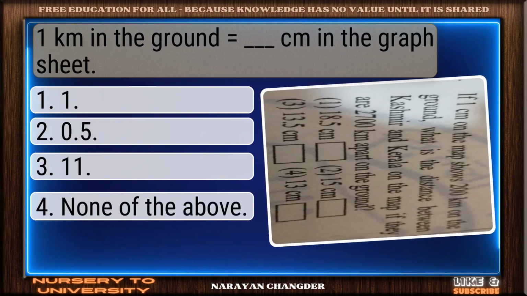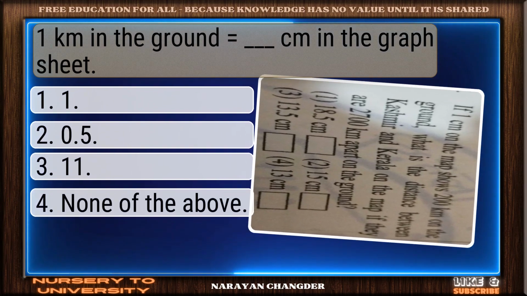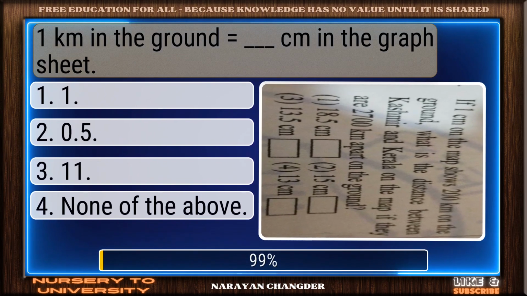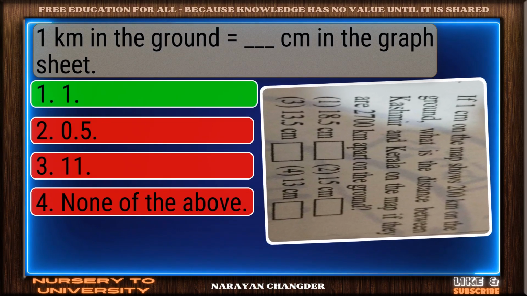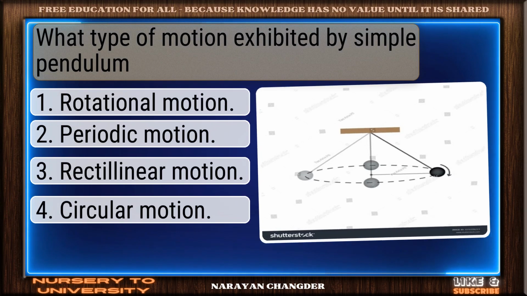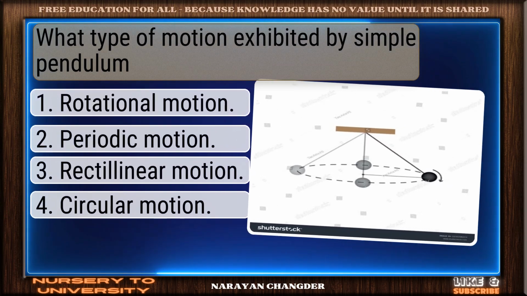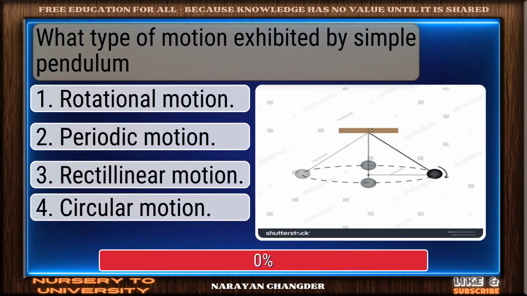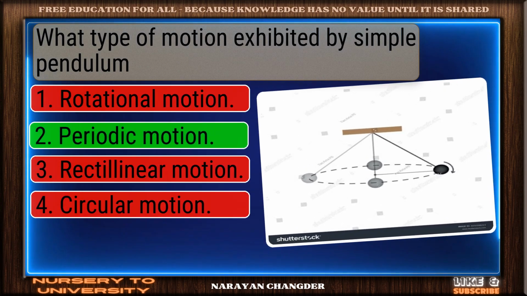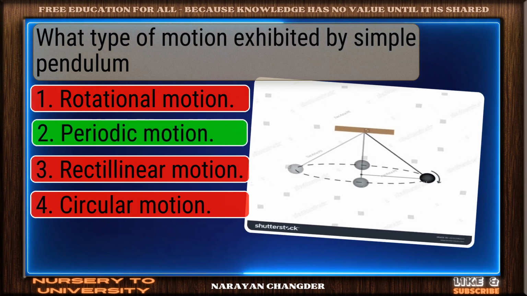Question number 17. 1 km on the ground is equal to dash cm in the graph sheet. Strong choice. 1 is the right answer. Question number 18. What type of motion exhibited by simple pendulum? Valid point. Periodic motion is true.